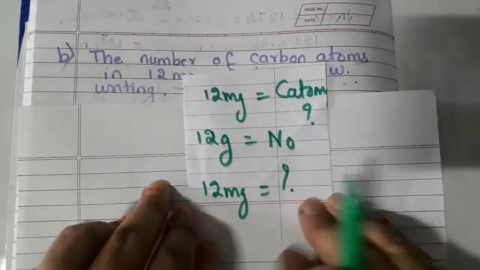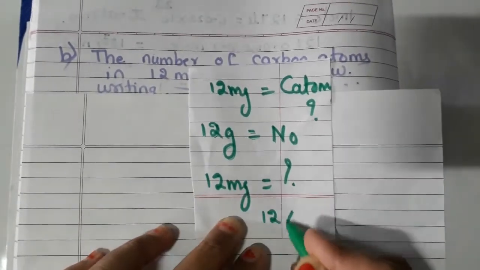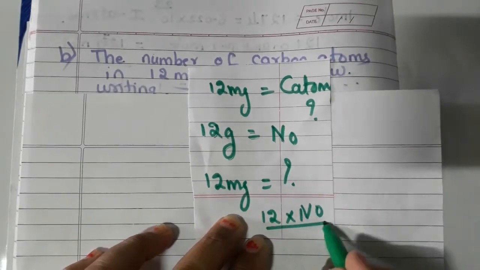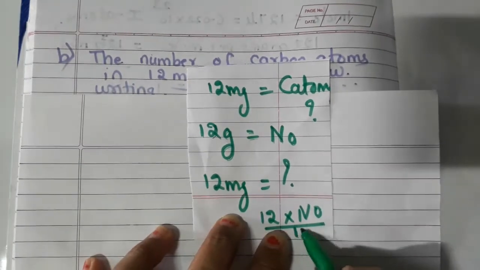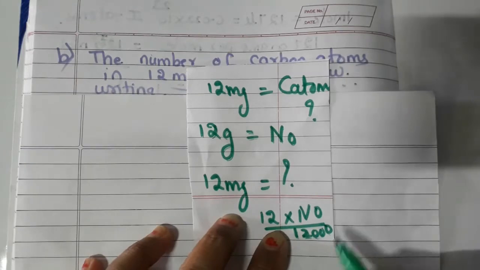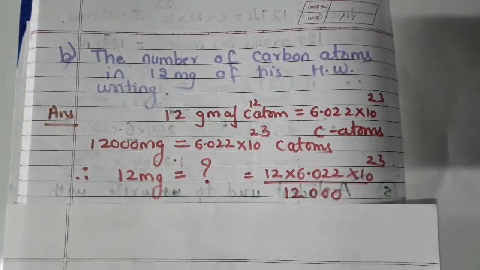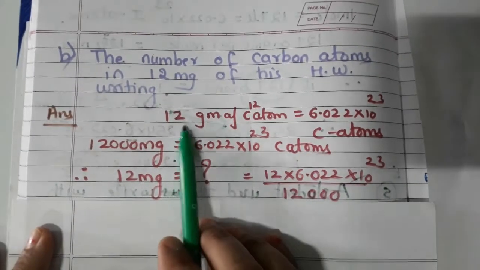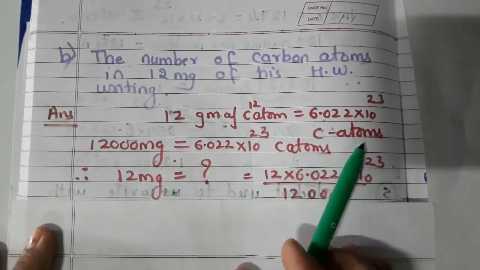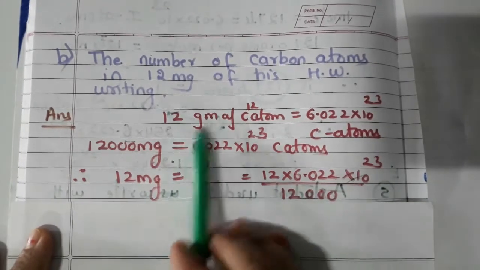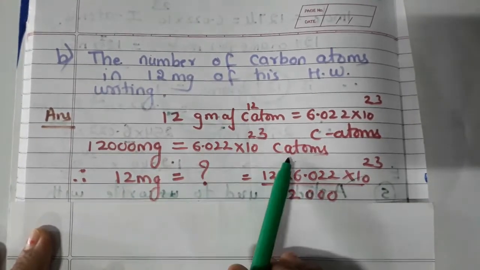We are going to write here 12 into N0 upon 12,000. Why 12,000? Because we have converted grams to milligrams. Let us see how I have solved it here. 12 grams of carbon-12 contains this many atoms, so 12,000 milligrams will contain this many atoms.